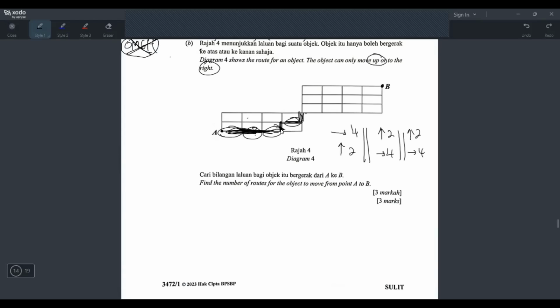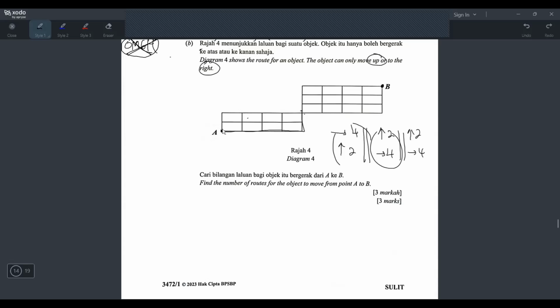You see 4 to the right, and then 2 atas. It means doesn't matter which route you take, you will end up moving 4 towards right, and then 2 upwards, right? So 4 to the right, and then 2 atas. So it means in total, how many blocks you are moving? 6, right? From here to here, doesn't matter which route you take, you have to move 6 kotak in total.